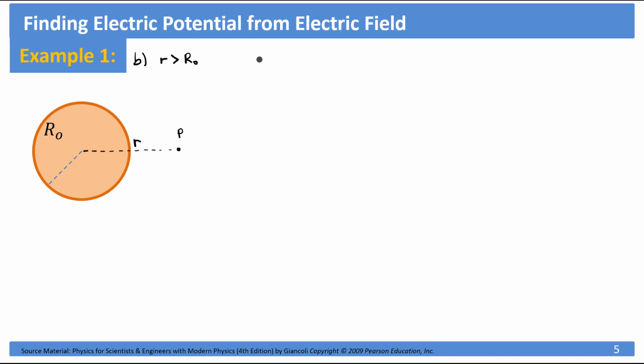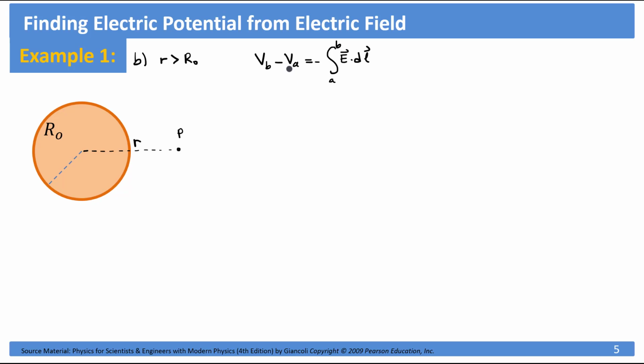The expression we want to make use of reads V_B minus V_A is equal to negative the integral of E dot dl from A to B. If you look at this expression, you're going to realize it does not give us the electric potential at a specific point, but rather a potential difference between two points. So how can I make use of this expression to calculate the electric potential at a specific point? The answer is, we will make one of these the electric potential at point P, and the other one a point where we know the electric potential.